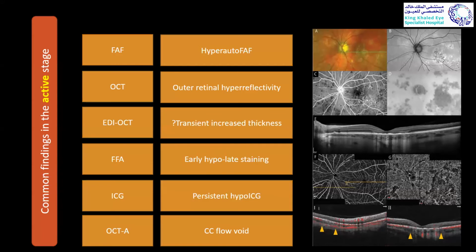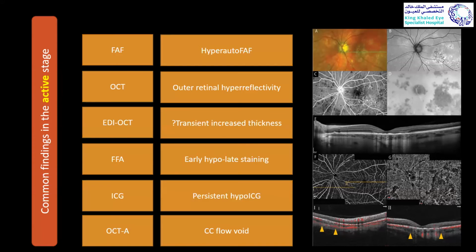The OCT is very characteristic in this group of diseases. You will see the outer retinal hyperreflectivity. And the ADI OCT shows a transient increase in thickness. And as I said before, the ADI will not help you to diagnose those diseases because it might not indicate the activity. It might help to monitor the patient or to monitor your treatment if the ADI shows an increase in thickness at the primary diagnosis.